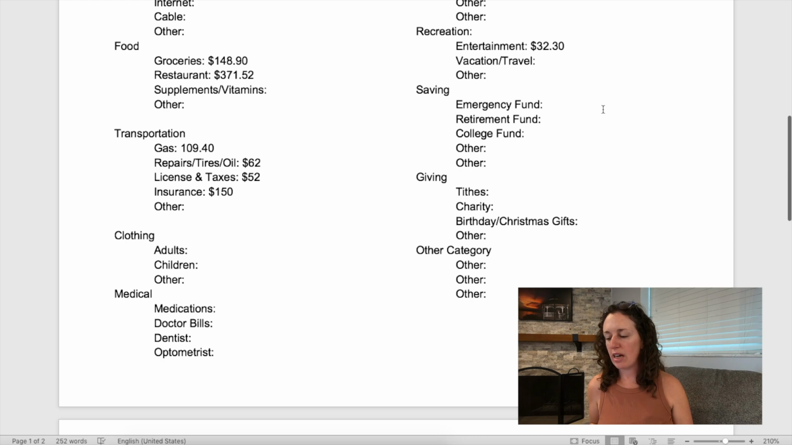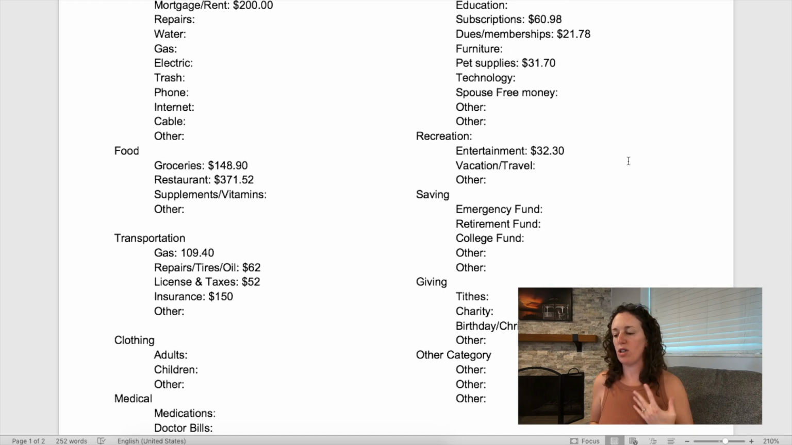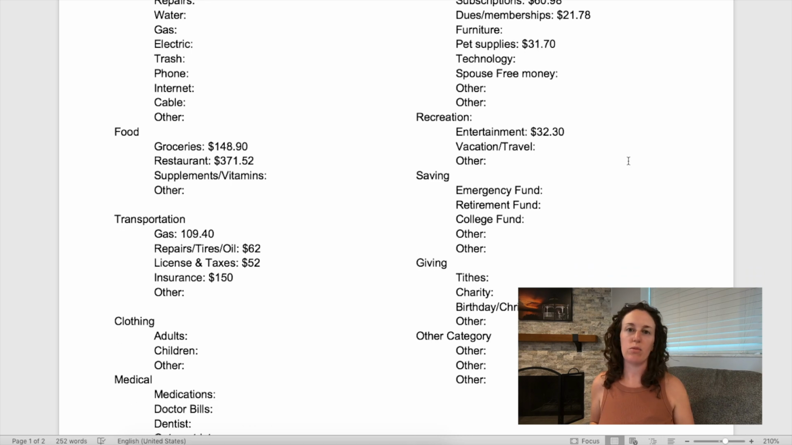Recreation, we also just have a lot of missing numbers. So my guess would be that this person just isn't really connected to their money. They don't really know what's going on most likely, and so it's difficult for them to get in the weeds and really get into the details of their bank statements or credit card statements.